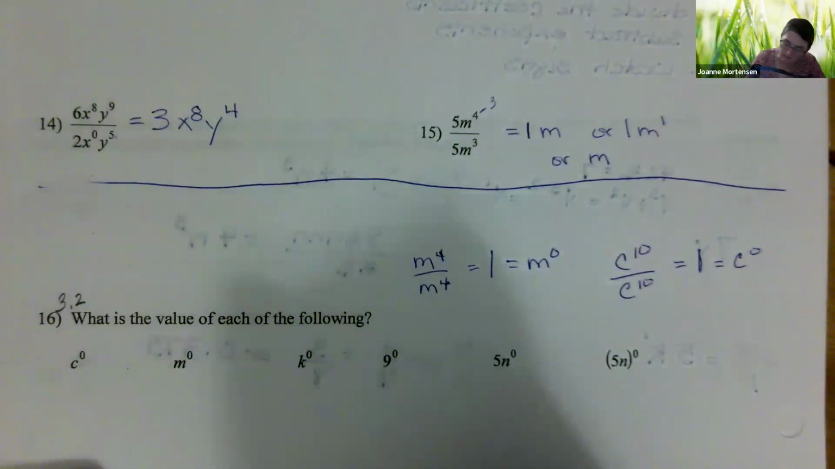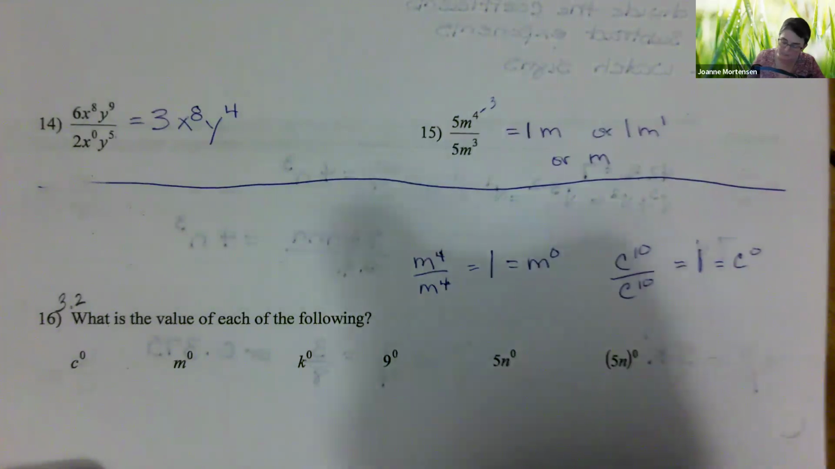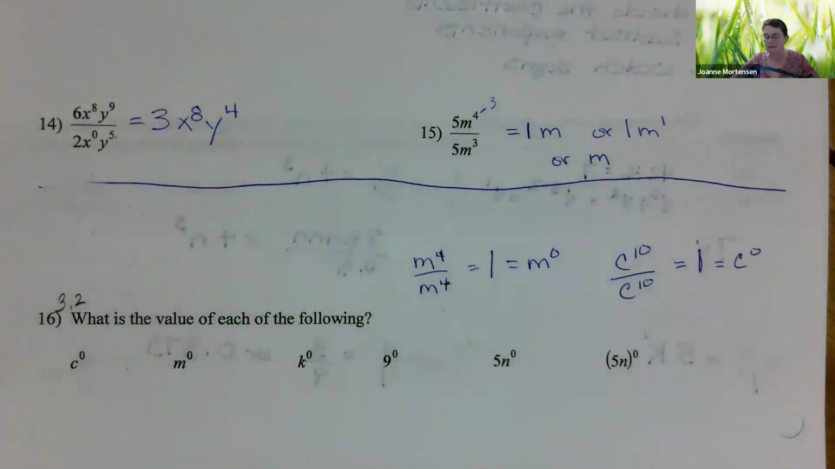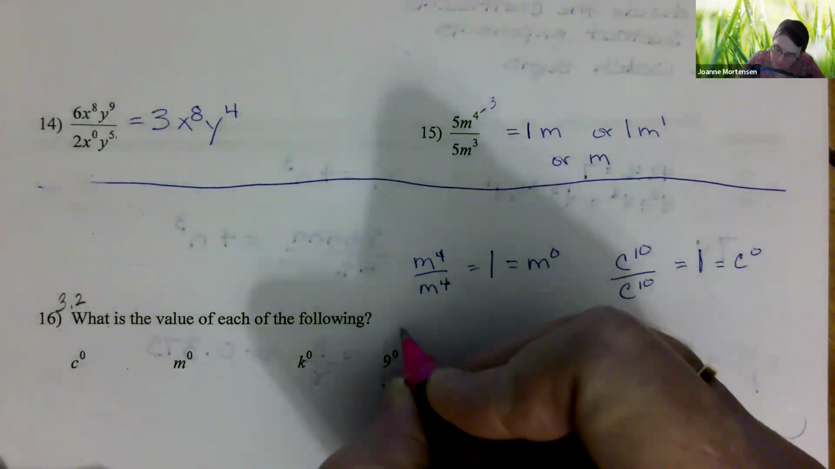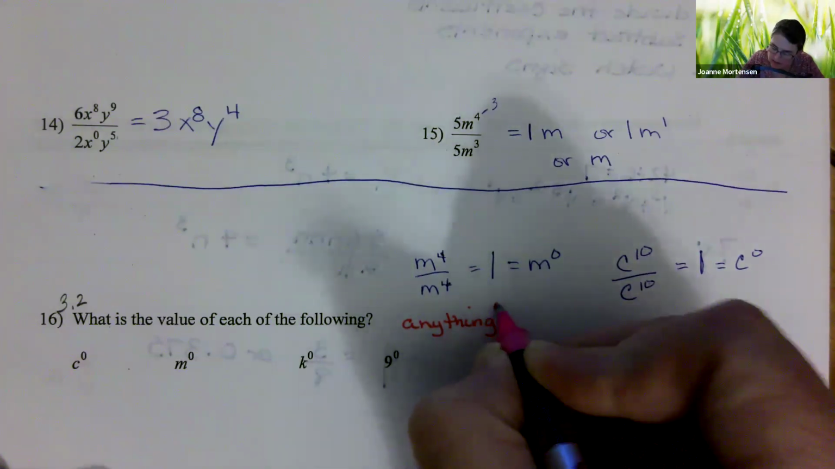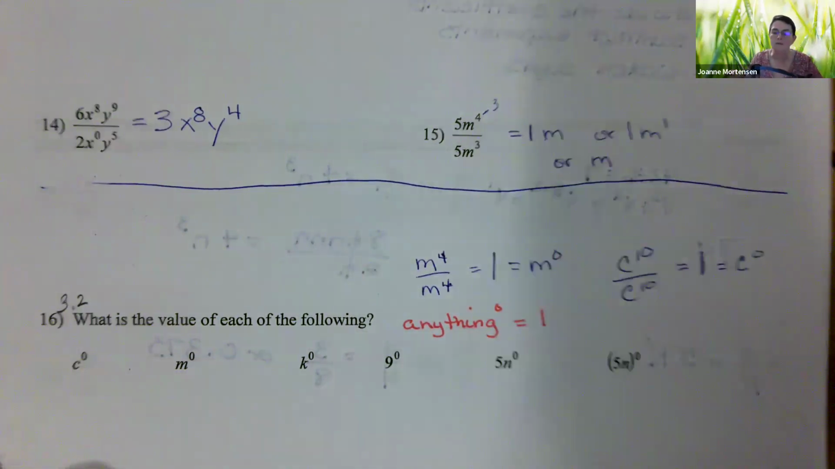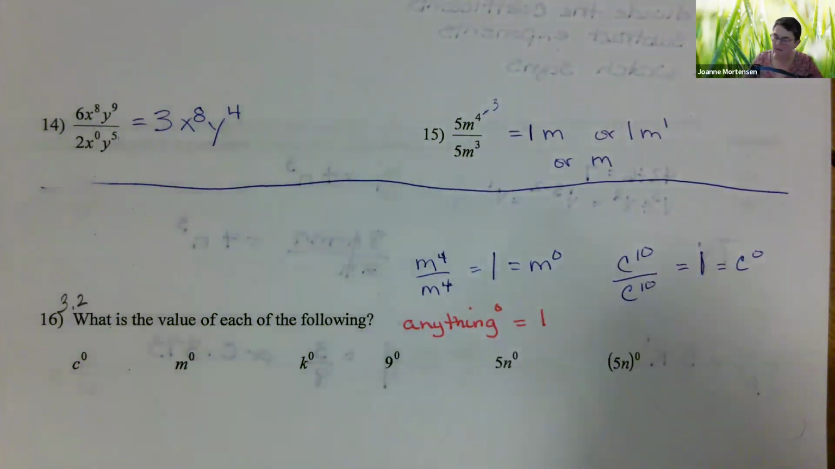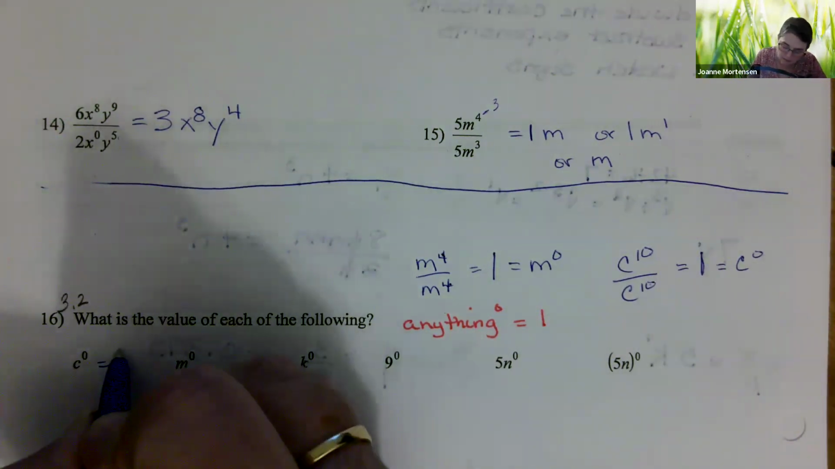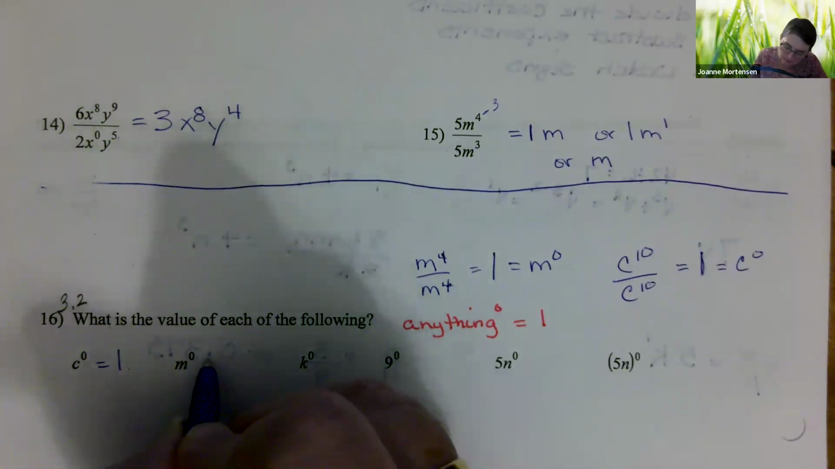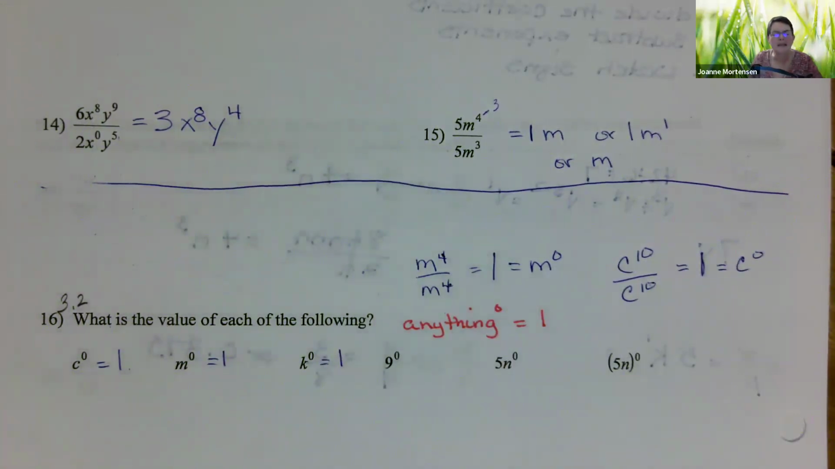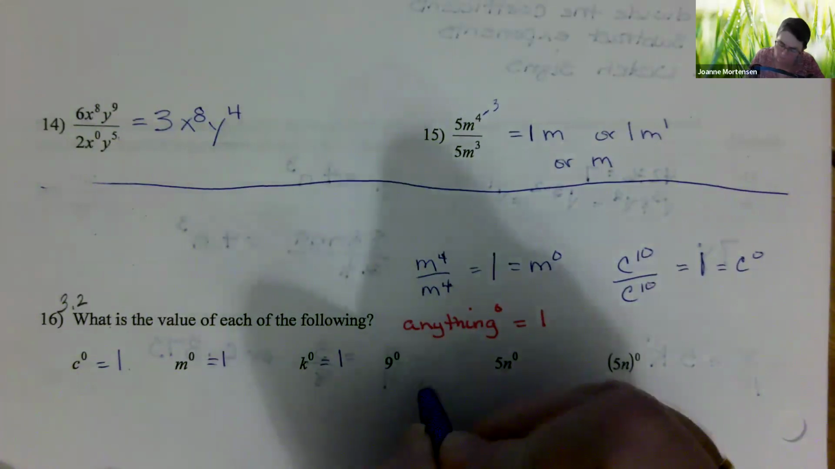So what you need to know is anything to the 0 power, let me write that, I'm going to write it pretty. Anything, I don't care what you write, to the 0 power is equal to 1. So down here, c to the 0 is equal to 1, and m to the 0 is equal to 1, and k to the 0 is equal to 1. And you know what? Even 9 to the 0 is equal to 1.